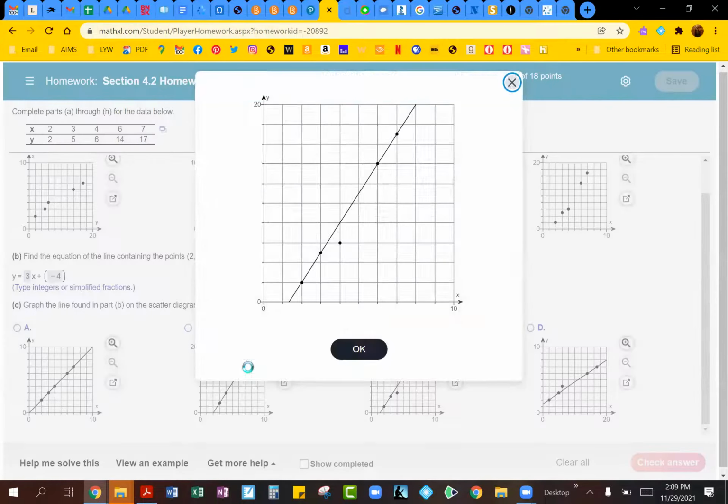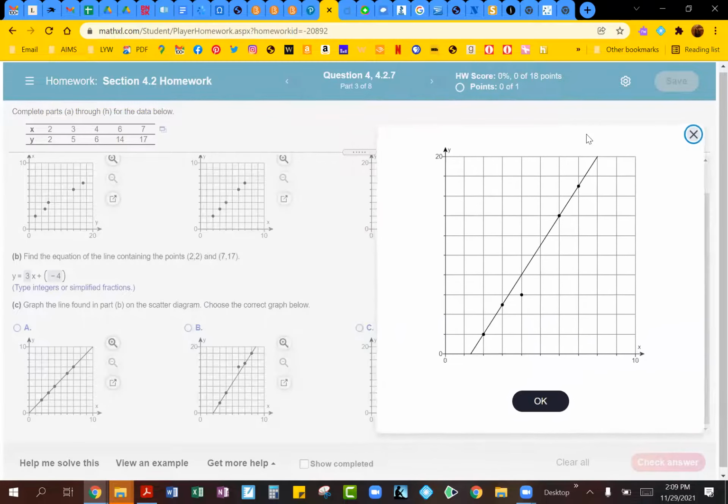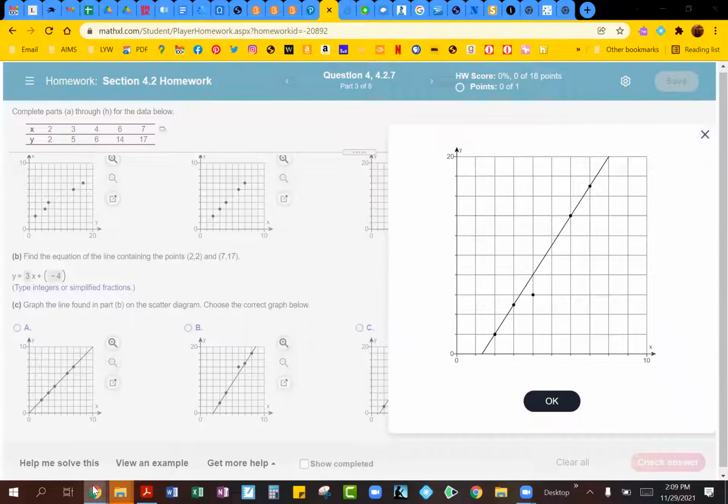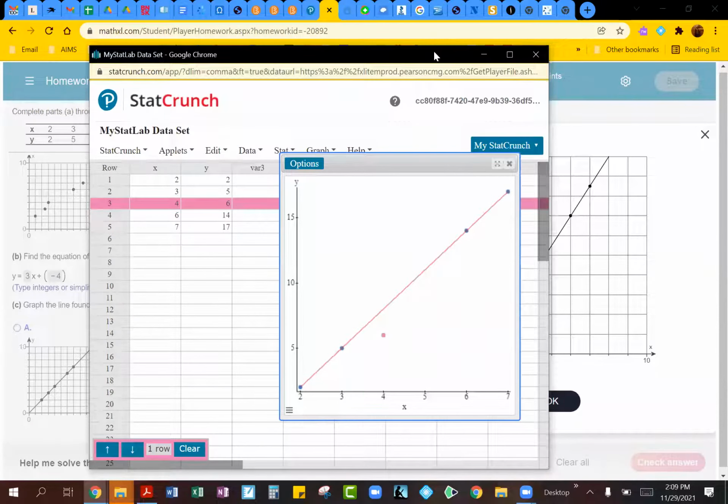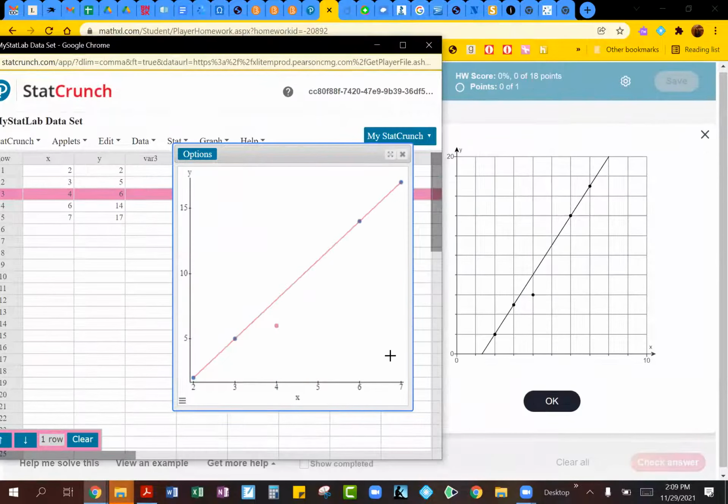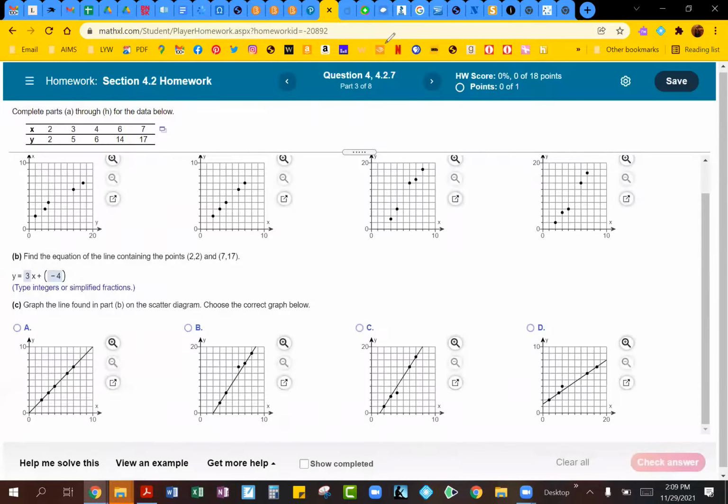So the only one that even gets close enough is this graph over here. And let's see if I can put both of them on the same page, or at least the same screen. So yeah, here you can see these guys are looking good. Your third point is below the line, and all 4 of them are on the line. So that's the best graph we have, which was graph C. And you check your answer and we're good to go.